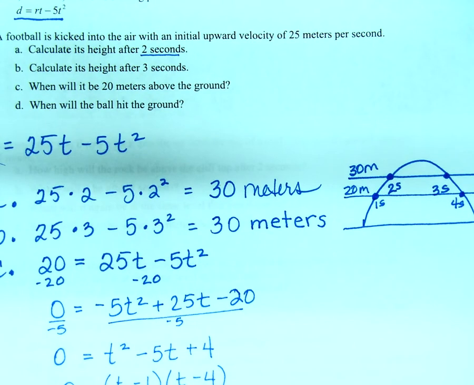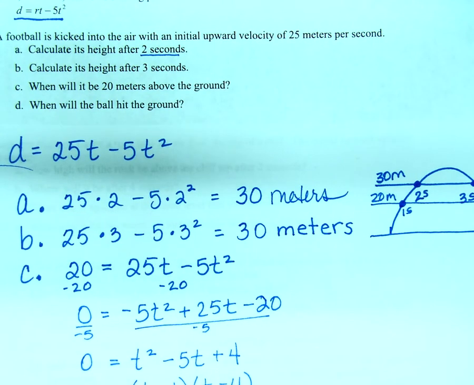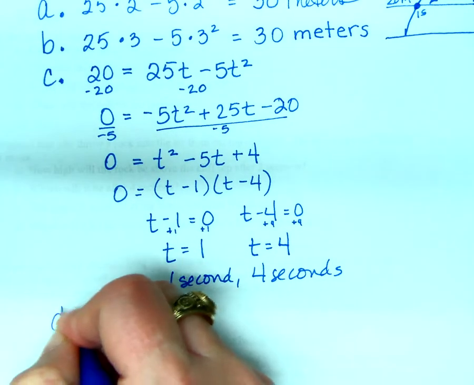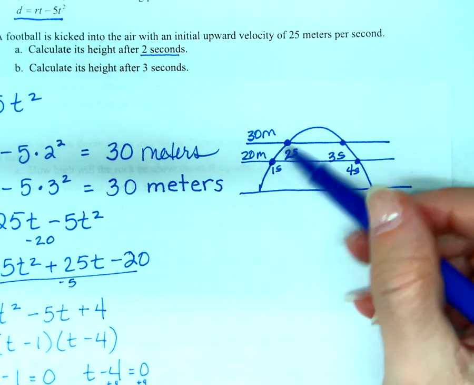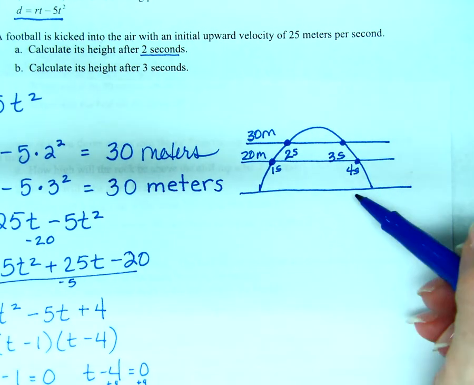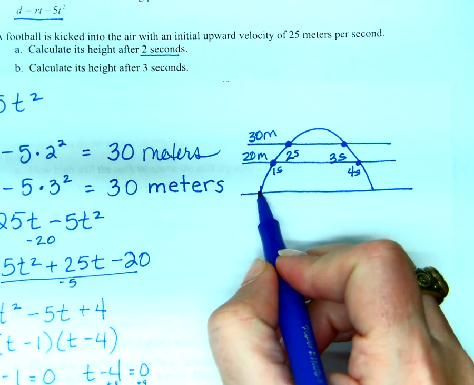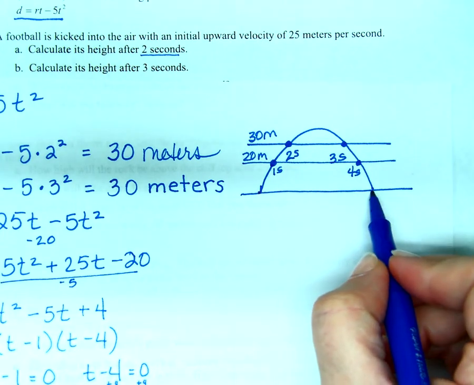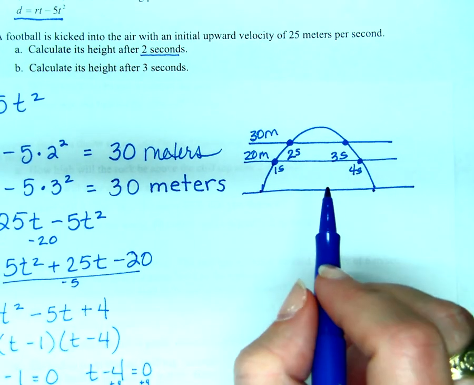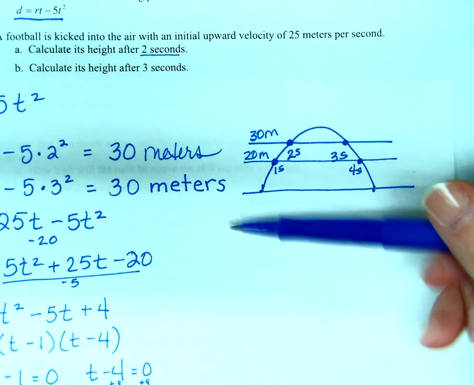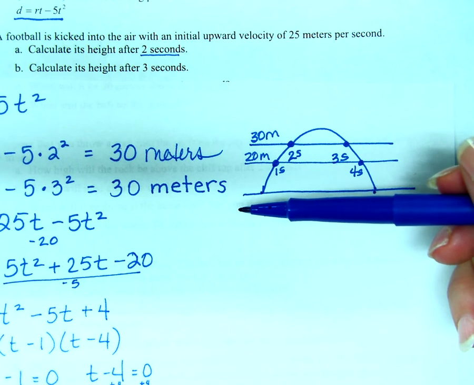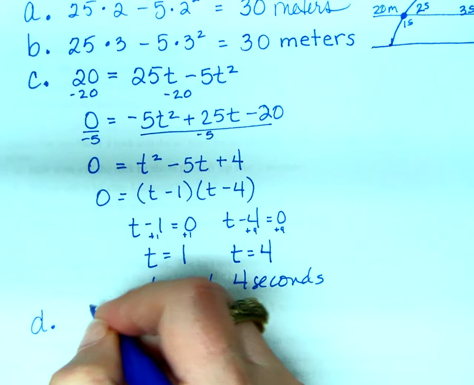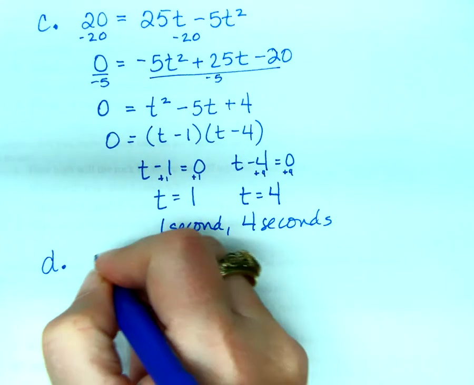Last part. When will the ball hit the ground? If we're looking at our graph again, didn't the ball start here? And the ball is ending here? If you're remembering that this is the vertical motion formula, how high above the ground is the ball when it hits the ground? So 0. So my distance in part D is 0.